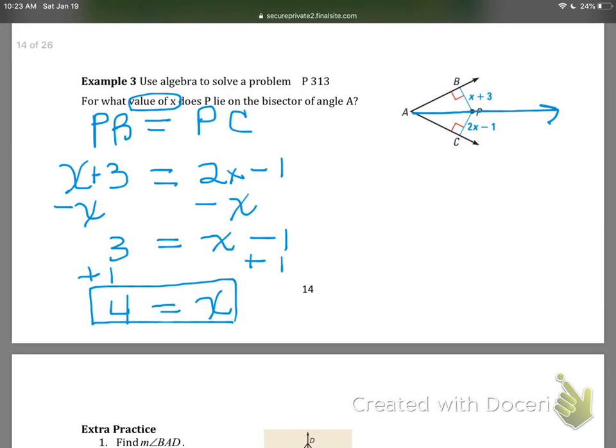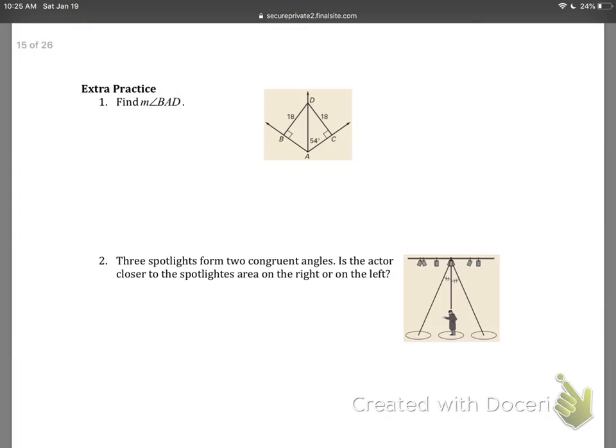If we put a 4 in for x for the length of PB, we would get 4 plus 3, which is 7. If we put a 4 in for the length of PC, we would get 8 minus 1, which is also 7. So I know that my work checks out. Okay, let's go to the next page and we'll go through some of the extra practice problems.